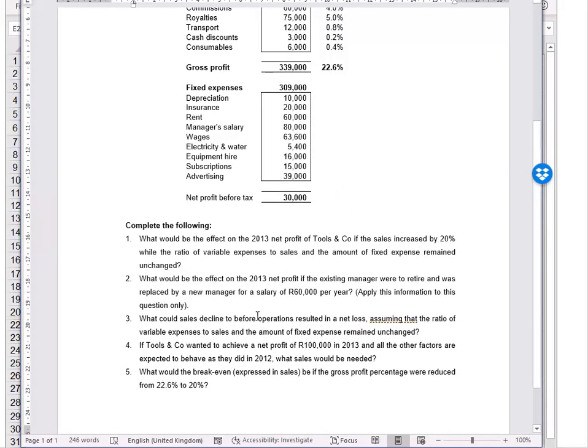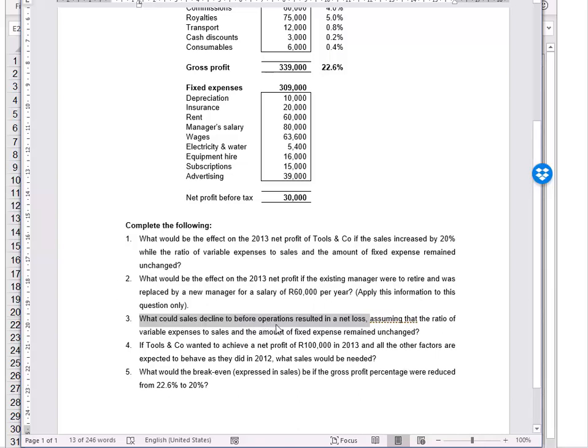What could sales decline to before operations resulted in a net loss? So let's think about what that is asking. The point before you make a loss is where your profit is 0. And if you remember your break-even rules, a profit of 0 is a break-even type of question. So that's what's being asked here.